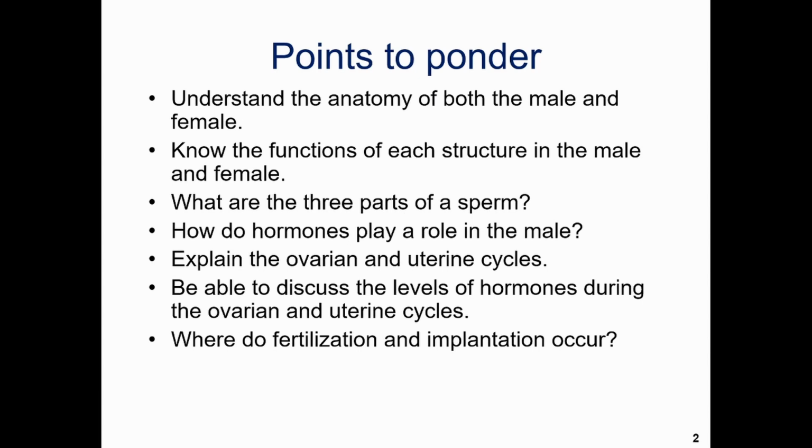Some things that we need to accomplish from this chapter: we need to understand the anatomy of both the male and female reproductive systems. We're going to know the function of each of the structures found in each reproductive system. We're going to look at sperm, the hormones that play a role in the male, and then we'll look at the ovarian and the uterine cycles within the female. We'll also discuss how levels of hormones change during the ovarian and uterine cycles, and then look at fertilization and implantation, as well as common and not so common disorders of reproductive systems.